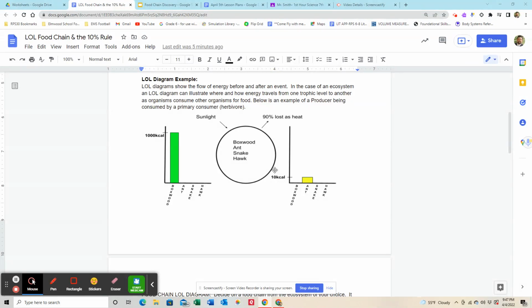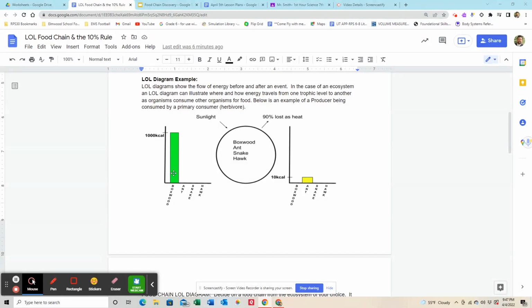So we learned about food chains. And this is a food chain that I chose, and it's based on a food chain I might see at my house. I have boxwood plants in my front yard, and then we have ants, and I've actually seen a hawk pick up a snake out of my backyard, which is really kind of cool. So this is a food chain, right?